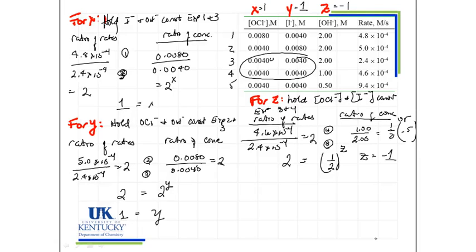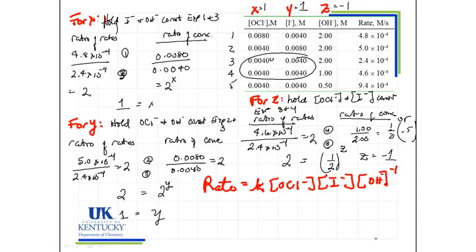So our generic form of this rate law so far takes the form, it's no longer generic, it is actually the rate law: rate = k [OCl minus][I minus][OH minus] to the -1.